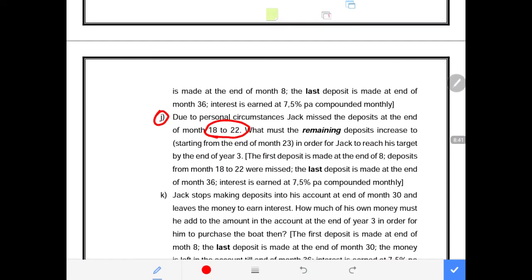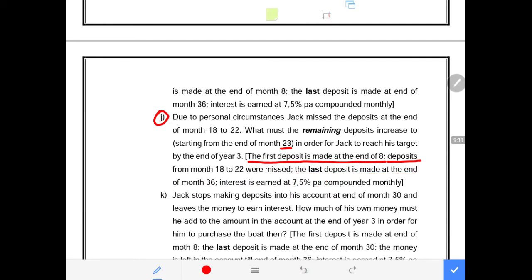Therefore, now the question is, what must the remaining deposits increase to, starting at the end of month 23, in order for Jack to reach his target by the end of year 3? The first deposit is made at the end of month 8, and deposits from month 18 to 22 were missed. The last deposit is made at the end of month 36, and the interest is earned at 7.5% per annum compounded monthly.